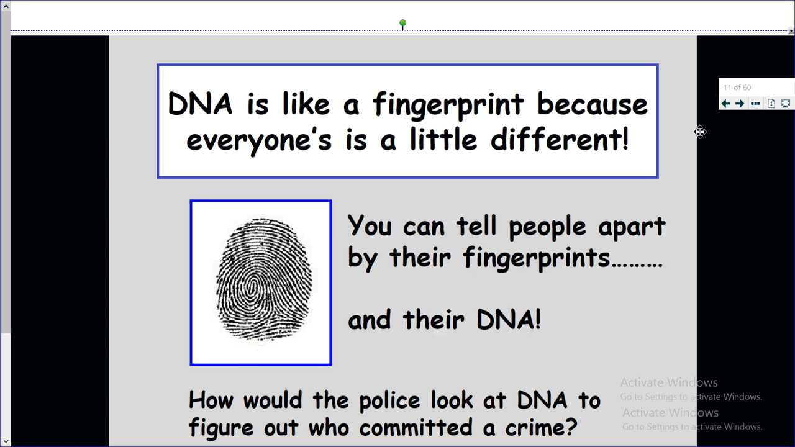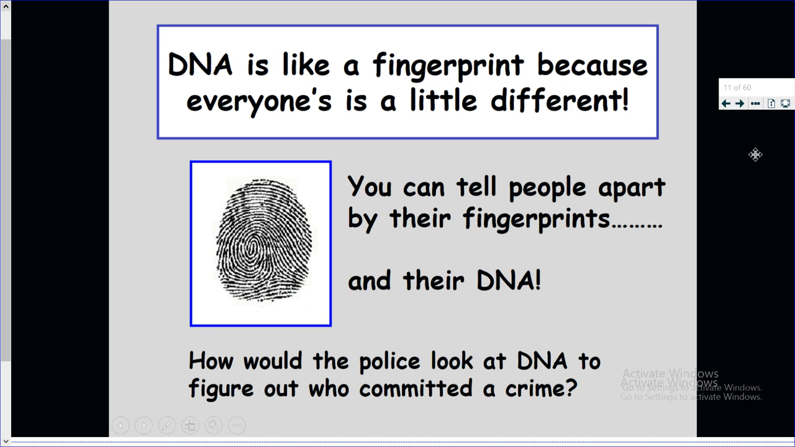Alright, so, not on your paper. But DNA is like a fingerprint because everyone's is different. So this is what we need to get in our mind. It's not an actual printing of your finger. That's not DNA. But it is of meaning because everyone's different. Everyone has their own copy. So, how would the police look at DNA to figure out who committed a crime? That's what we're going to be talking about, and that's what we've been talking about.